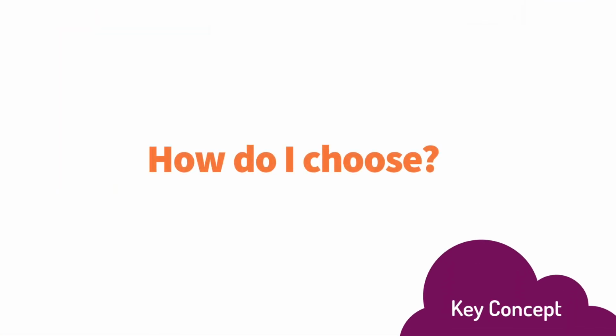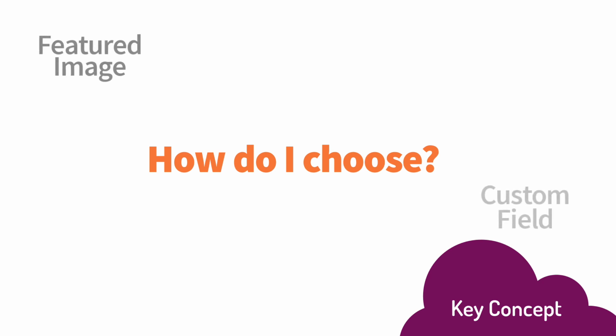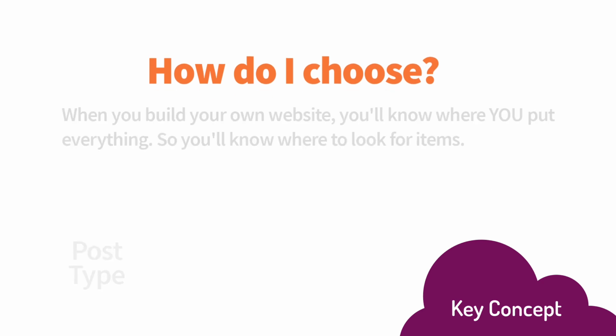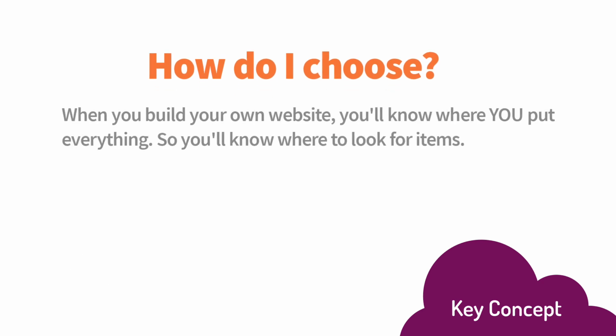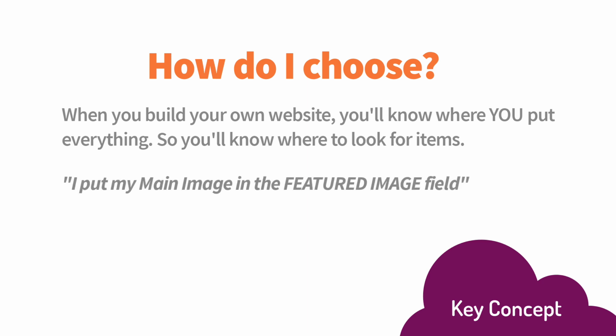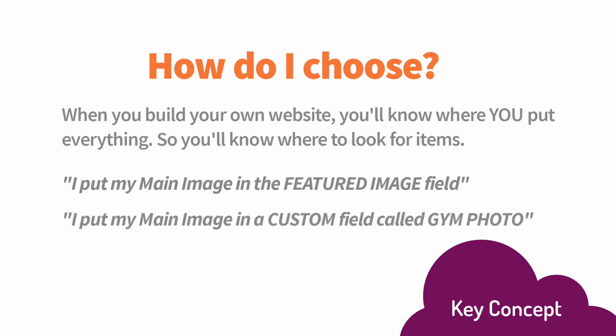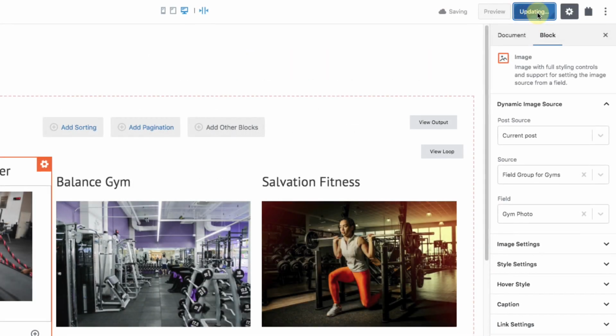Okay, let me stop here for a moment, because I'm sure you're getting lost and thinking, how will I ever know which options to choose? But that's only because you're watching me create a view from a site you've never seen before. When you build your own website, you'll know where you put everything and how you named it. So when you get to this stage, you'll know that, for example, you put your main image in the featured image field, or a field called gym photo. It could be in either one. But that's the beauty of Toolset. You can use your own logic and put things wherever you want to. Okay, back to our project.